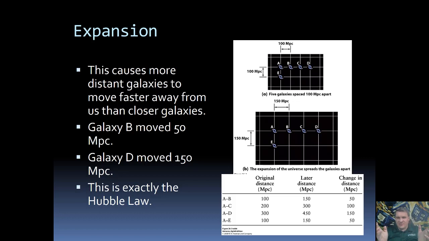This is exactly Hubble's law. In an expanding universe, Hubble's law is a consequence of the expansion of space itself. Now, I realize we used it to help us figure out that space itself had to be expanding, but Hubble's law is actually a consequence of the expansion of the universe.